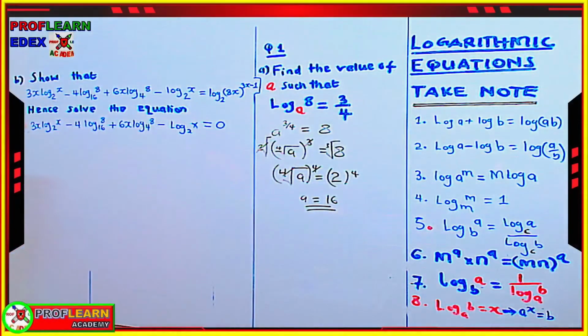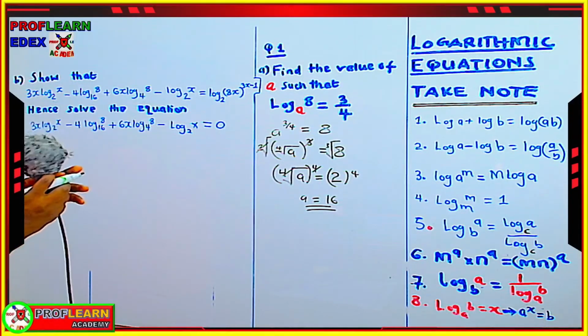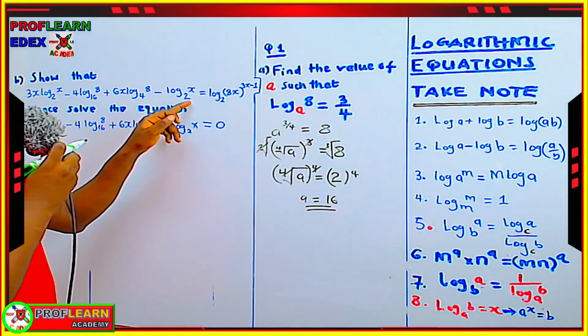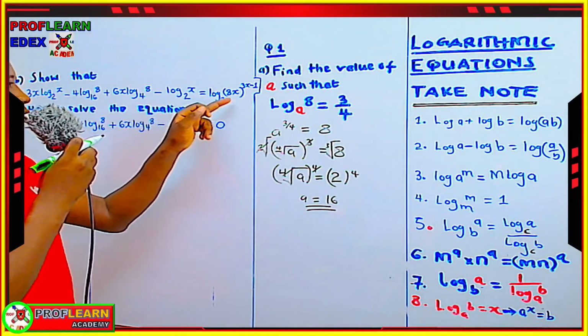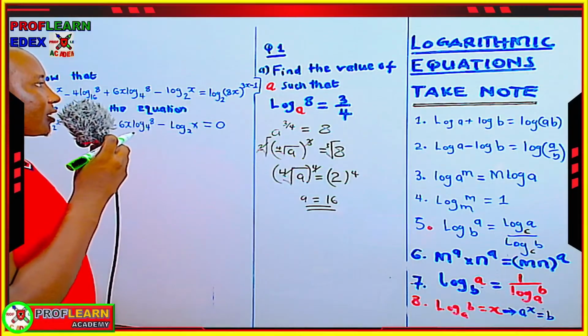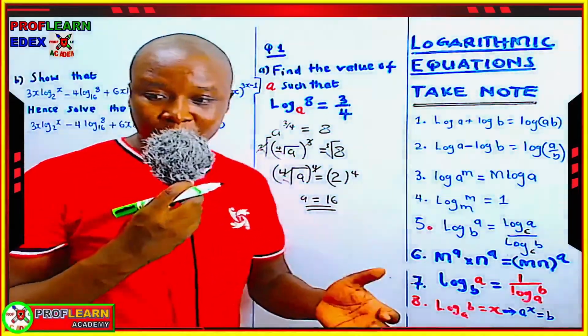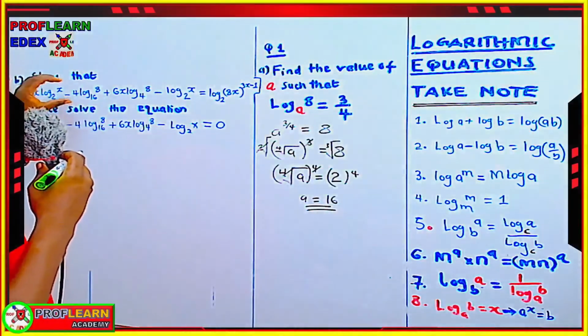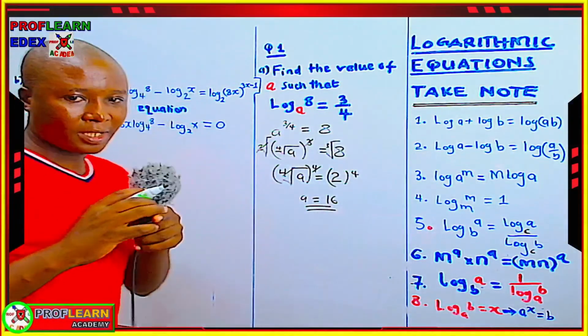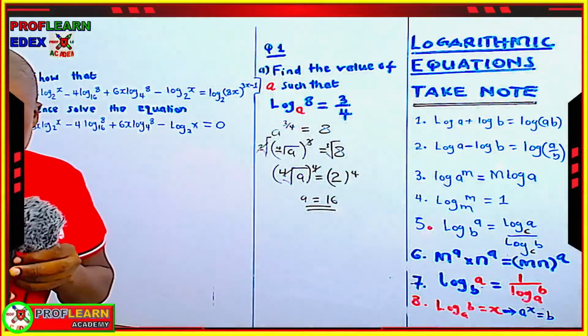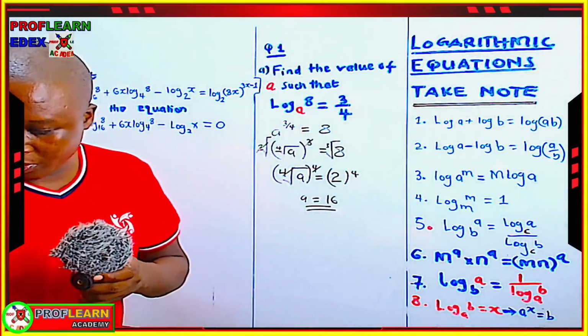The next question is that we need to show that 3x log x base 2 minus 4 log 8 base 16 plus 6x log 8 base 4 minus x log x base 2 is equal to log 8x raised to power 3x minus 1 base 2. So we are going to verify that whatever we have on the left hand side is equal to the right hand side. How are we going to go about this particular question? Follow me here.